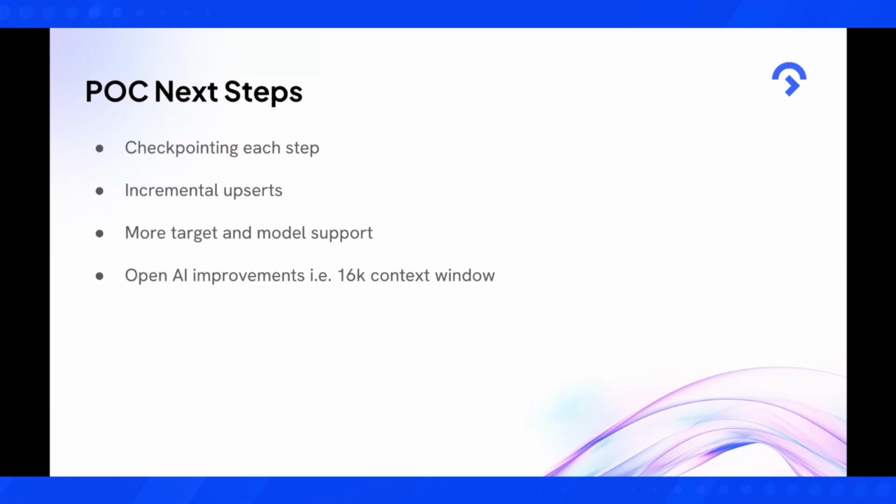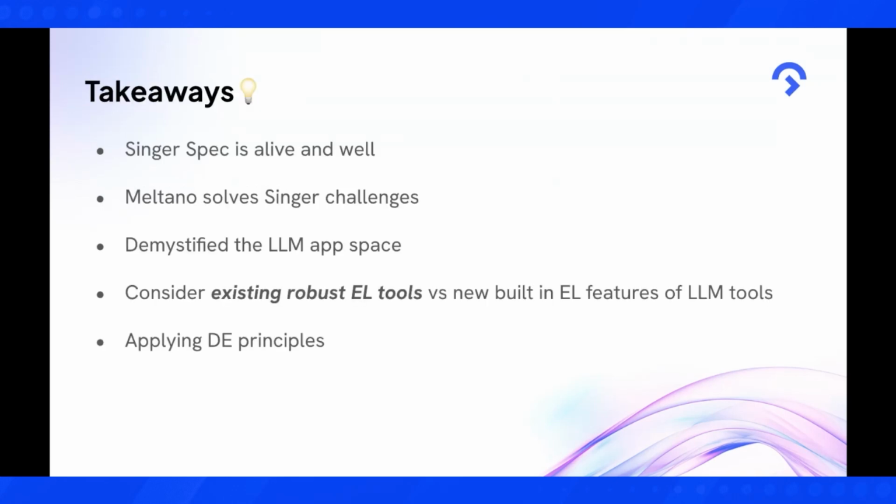So the next steps on this POC that I was thinking about were things like checkpointing, like I had in my original diagram, and incremental upserts. We want to, as a community, have more support for targets like these vector databases, or supporting databases that have the vector types. And then also exploring more about the improvements in the space, because things are happening really quick. So just jumping back in to see what's changed.